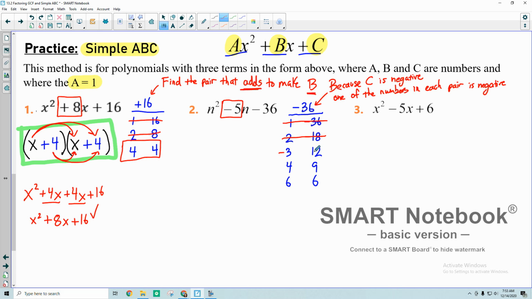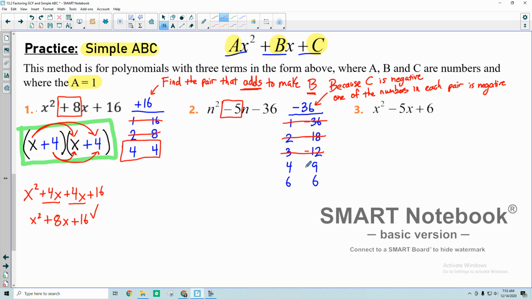So negative 3 and positive 12. That makes 9. Not going to work. How about if I do it this way? That makes negative 9. Still not going to work. Okay, maybe this will be the charm here. So negative 4 and positive 9, that adds to make positive 5. Ooh, we're getting a little close.